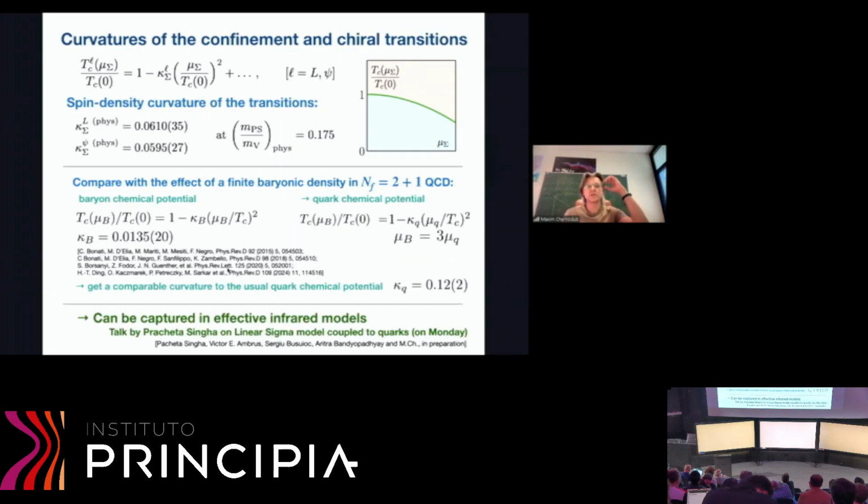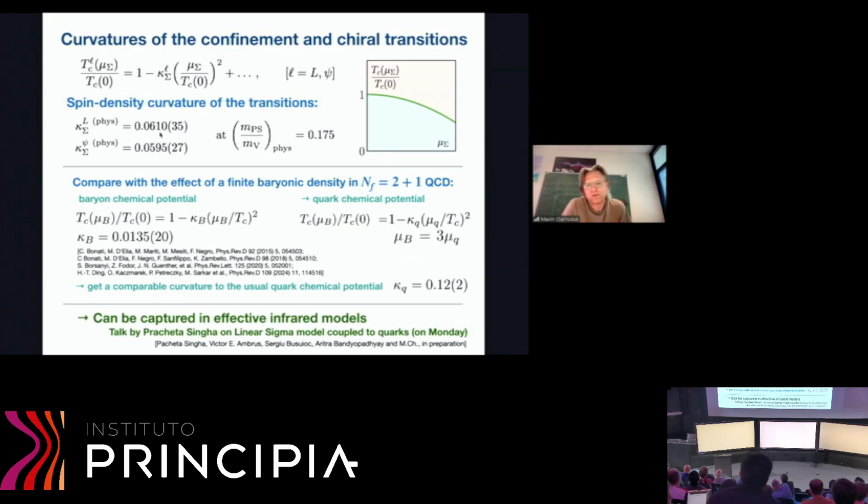So those curvatures predict that for real spin potential, we should have this behavior. We should have quadratic behavior at small spin potentials with those curvatures, which are positive. Moreover, they are positive and they are very similar. So they are basically the same within error bars. So we conclude that we don't have a split of the transitions, neither of confinement nor of chiral transitions.